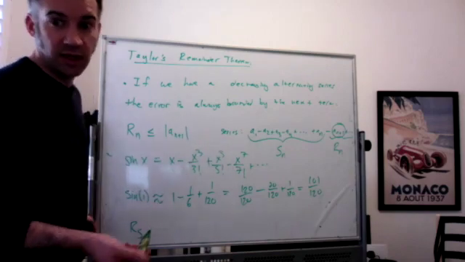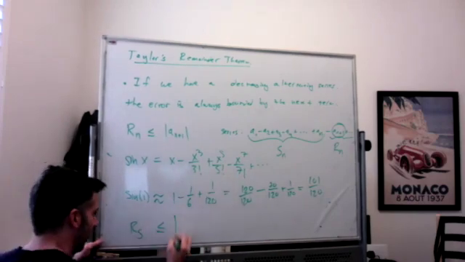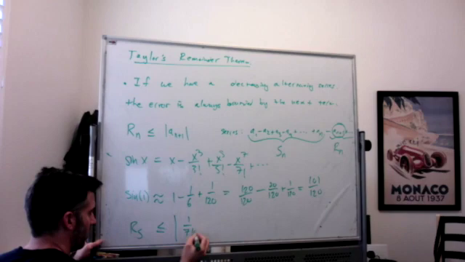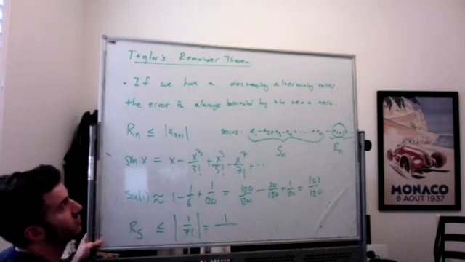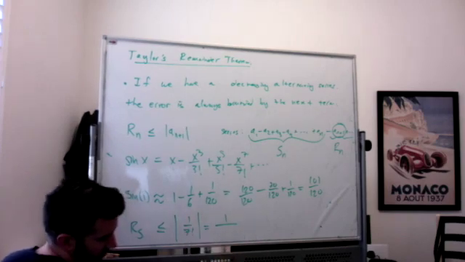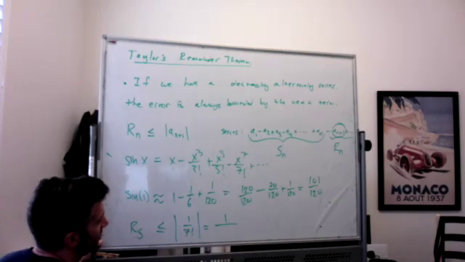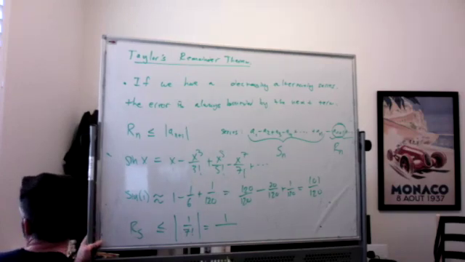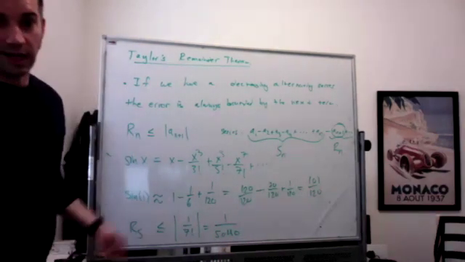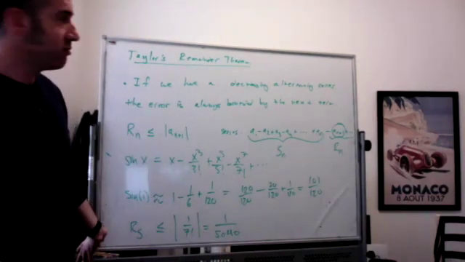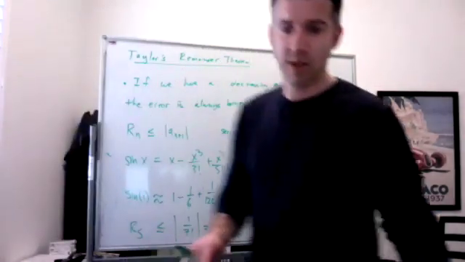R5 is going to be less than or equal to the next term, the absolute value of 1 over 7 factorial. What's 7 factorial? I used to know it. 720 times 7, 4,900 plus 140, 5,040. So our error is less than 1 over 5,040.